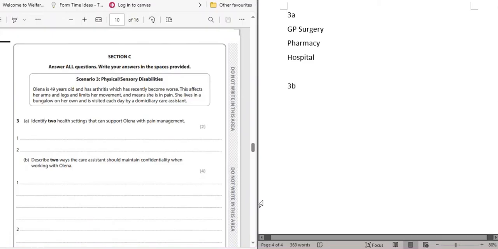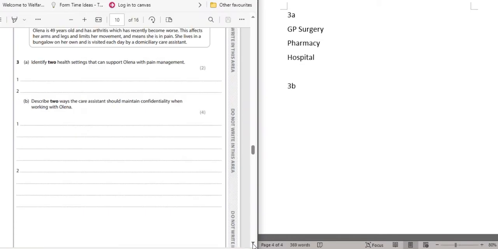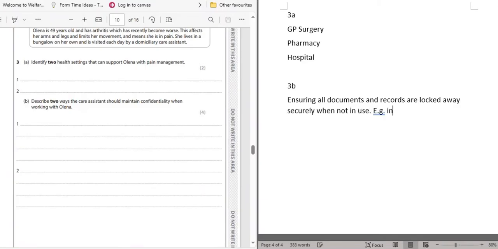Now 3B, moving on, relates more to the domiciliary care assistant. It says describe 2 ways the care assistant should maintain confidentiality when working with Alina. So looking at confidentiality, I think that's a nice straightforward one. We can go down the route of ensuring all documents and records are locked away securely when not in use, e.g. in a cupboard. There we go. So that's our first one, lock them away.